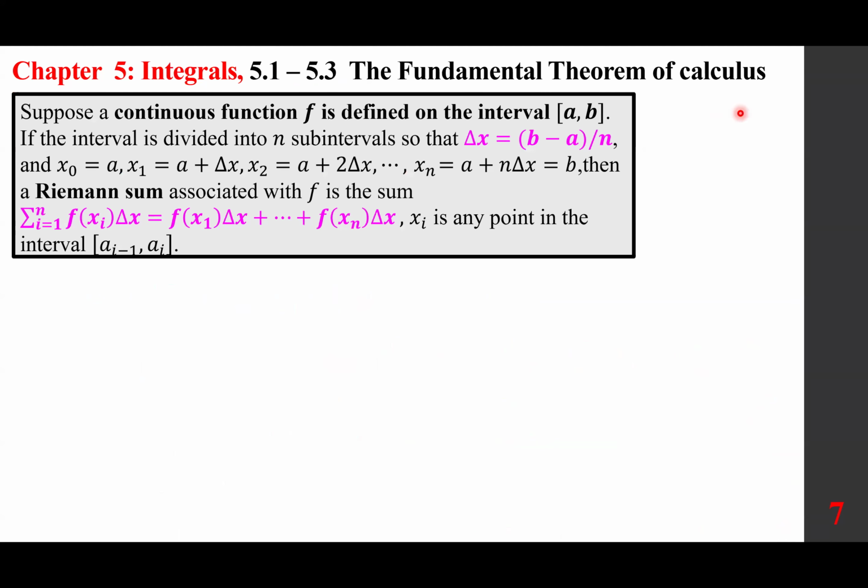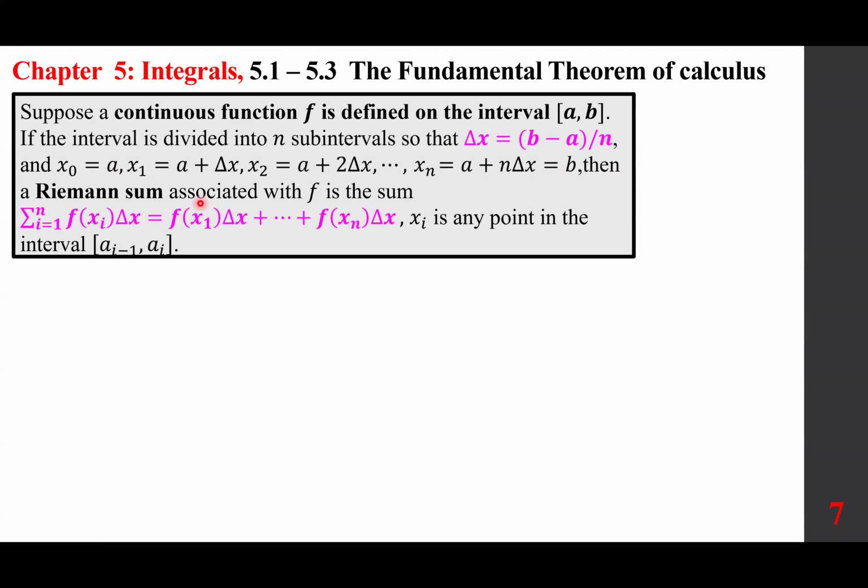So here's the fundamental theorem of calculus again. Suppose a continuous function f is defined on the interval a to b. If the interval is divided into n subintervals so that delta x is (b minus a) over n, and x sub 0 is a, x sub 1 is a plus delta x, x sub 2 is a plus 2 delta x, all the way to the last one, x sub n is a plus n delta x equals b.